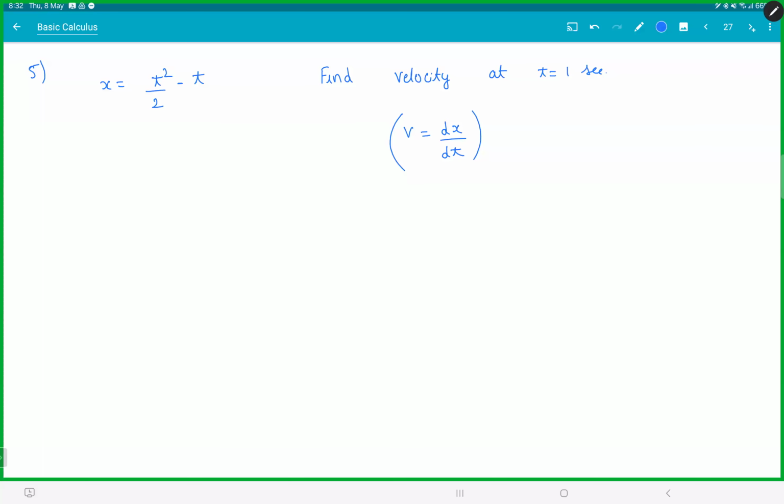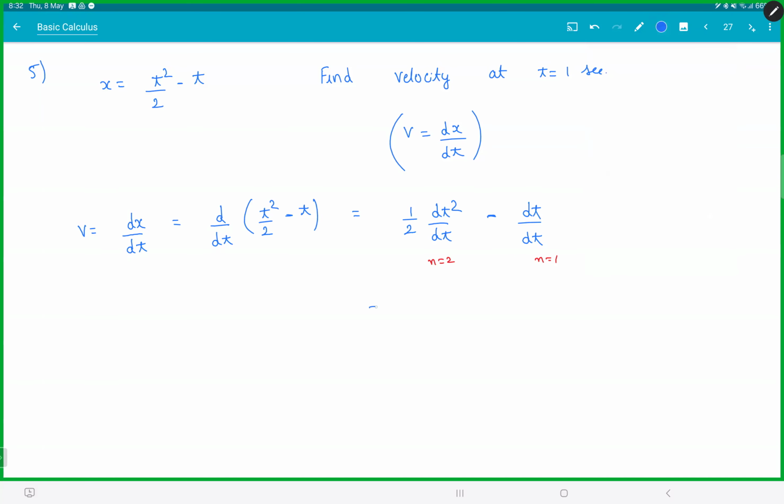It's an easy one. So first thing, velocity is dx by dt. So when you substitute here, dx by dt, this is simply t square by 2 minus t. So when you differentiate this, half will come out. This will be dt square by dt. Minus will come out, dt by dt. So this is looking like x power n ka differential. This is n is equal to 2 and n is equal to 1 ka differential.